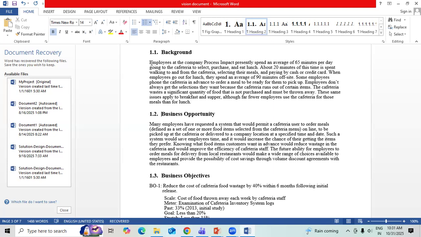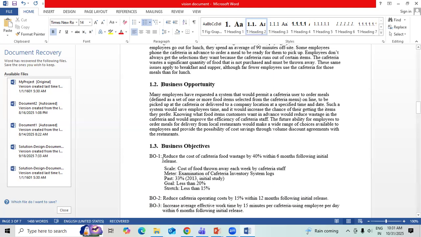That is even important. Next, as I mentioned some time back, again repeating, the business objectives must be presented well. What business objectives or goals do we want to achieve? One of the business objectives that we have identified is to reduce the cost of cafeteria food wastage, right? So this is a business objective. There can be multiple objectives.